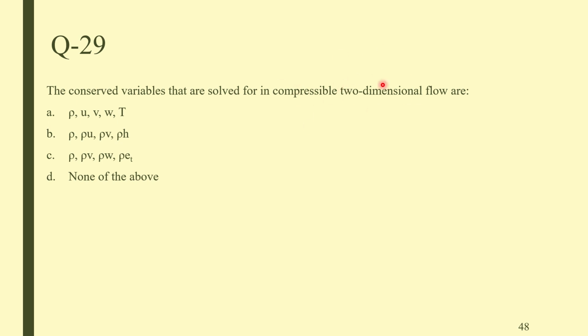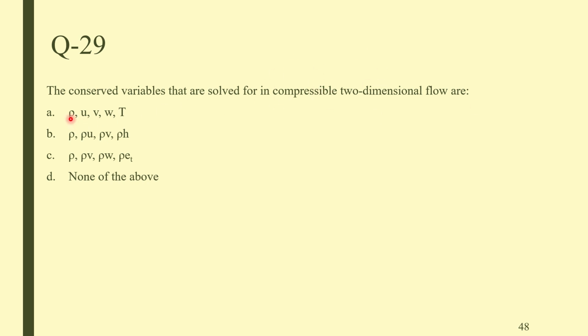In general, for two-dimensional flows, what are the governing equations you would have? We would have the continuity equation, the momentum conservation equation in the x direction, the momentum conservation equation in the y direction, and the energy conservation equation. So we have four equations, so we will get four variables. So what are they? This is compressible, two-dimensional flow.